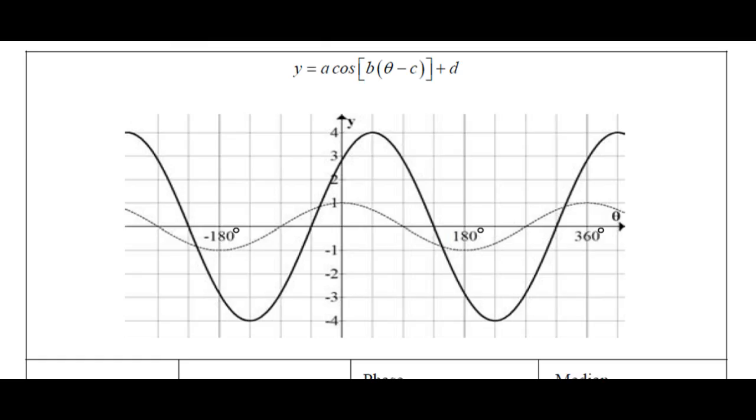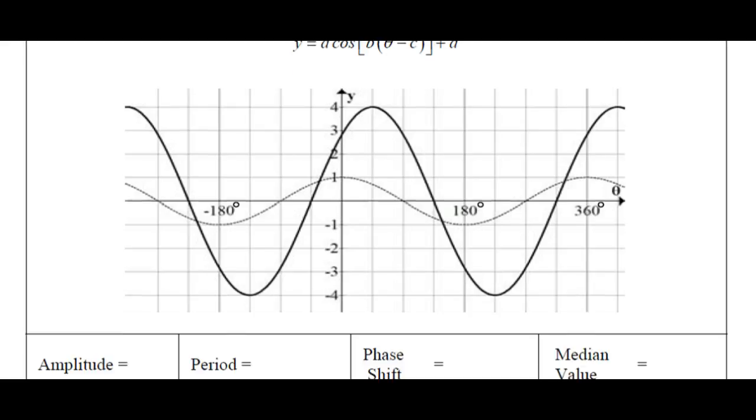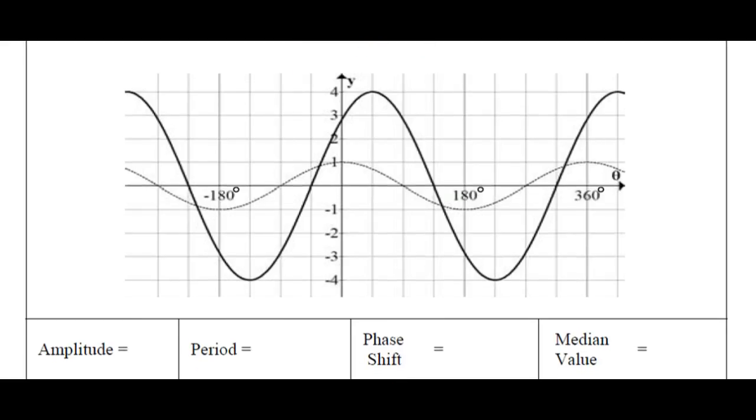Okay, so we're starting with the cos curve, y equals a cos(b(theta minus c)) plus d. We're looking for a and b to be positive. Okay, midline, where's the midline? Okay, so 1, 2, 3, 4, 5, 6, 7, 8 is 4. Midline's at 0, so d is equal to 0.